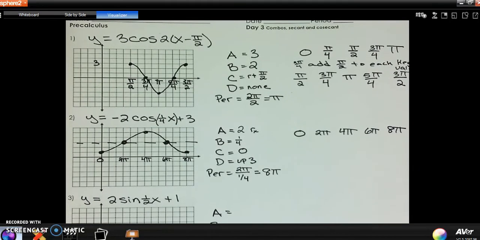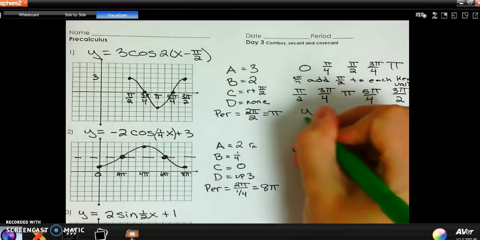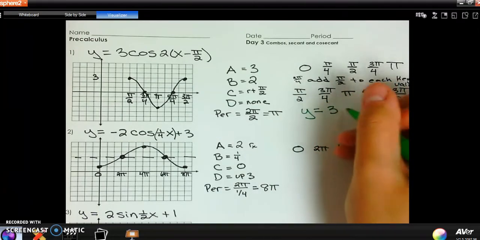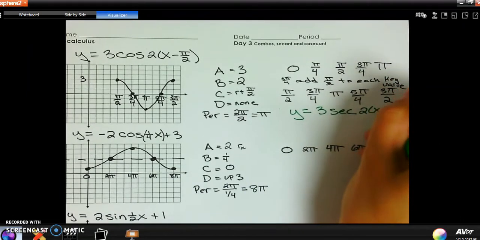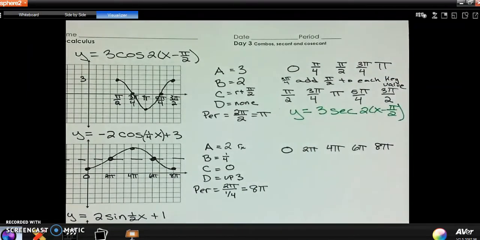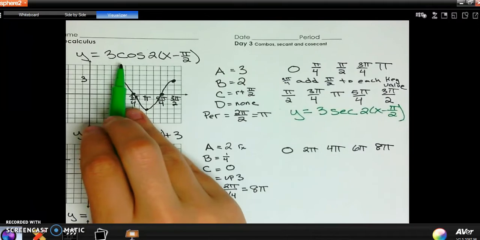Okay, all right, so now that you have those 2 graphs, if you wanted to change them to secant or cosecant graphs, that would be the easy part. To change them into secant or cosecant, I'm just going to do it in a different color. So if I was to graph y equals 3 secant of that same exact thing, 2x minus pi over 2, well, how do you do that? First you graph this, which I already have done.